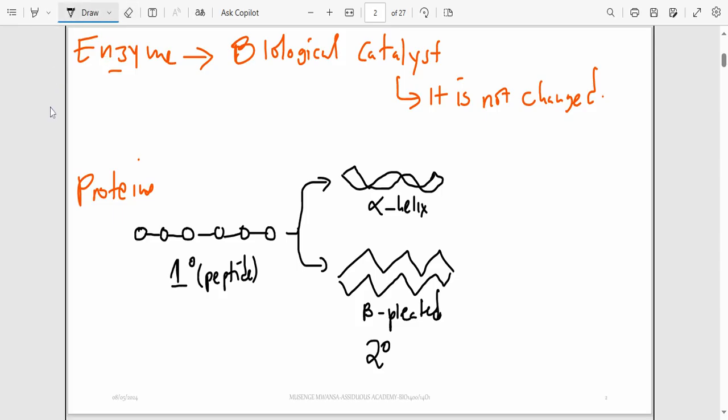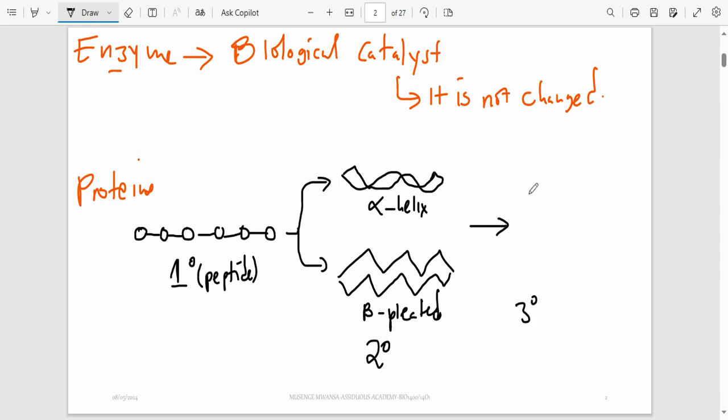Now, the secondary structures can further coil about themselves to form tertiary structures, and what you form is either a globular shape or a fibrous shape. How does globular look? The proteins are folded something like that, like a bow. And then the fibrous, you form more like a fiber, like that. So this is a tertiary structure. When you get more than one tertiary structure and you put them together, you now form a quaternary structure.